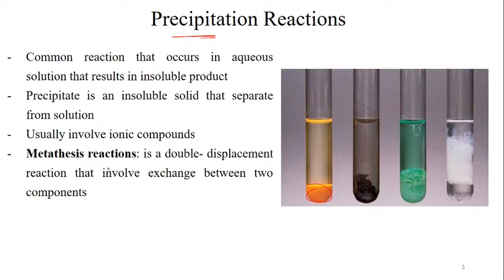Metathesis reaction is another name for the double displacement reaction. This is when two reactants like AB plus CD react together to give AD plus CB. This type of reaction we call metathesis reactions.